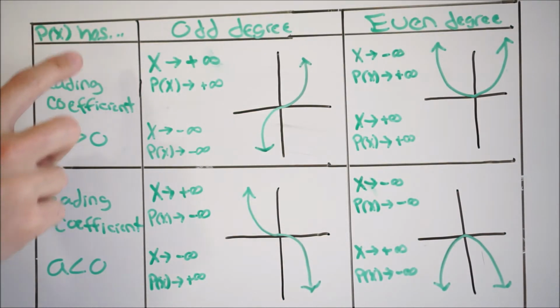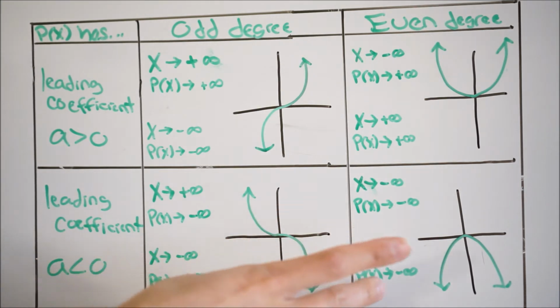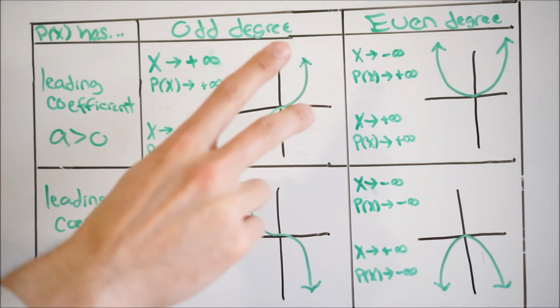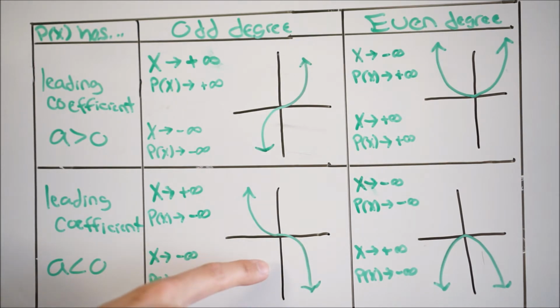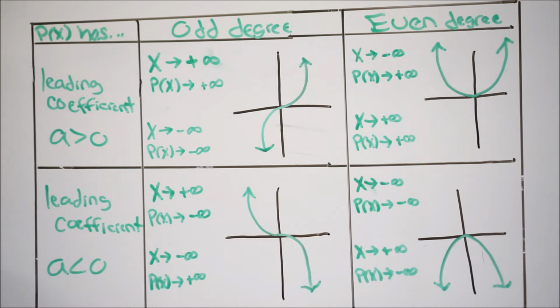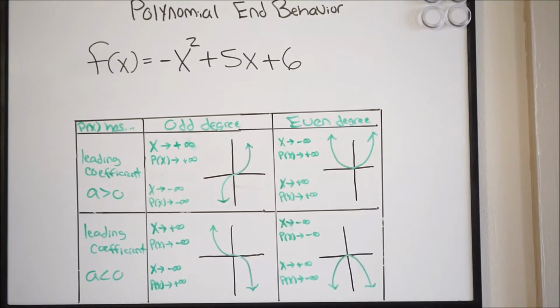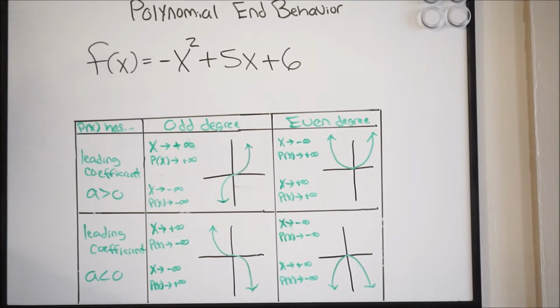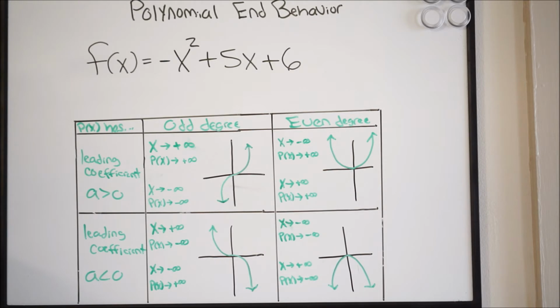If the polynomial function has a leading coefficient that is less than 0, then we're going to use this bottom row, and then we just determine if it has an even or an odd degree. Then we can determine what that graph will look like. Let's go into a couple of problems, and then this will hopefully make a little more sense. So here is our first example. We have a function, negative x squared plus 5x plus 6, and they want us to determine the end behavior.